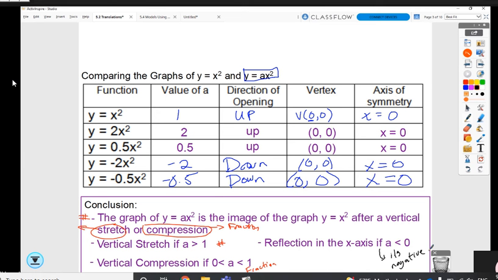Now at this point, you might not be too shocked by this, but I need you to stay with me. We're not only talking about the a value today, we will talk about the rest of the transformations that might occur. So I'll give you a moment to write that down.